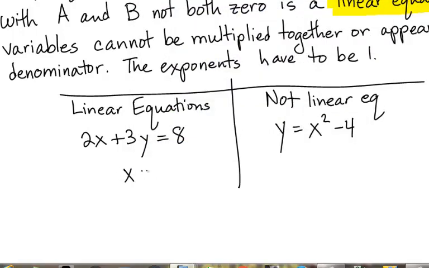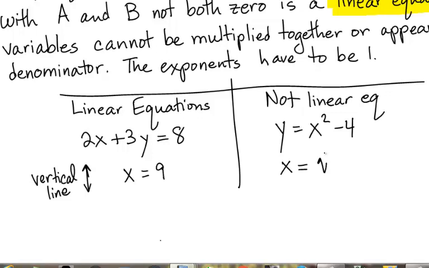Another one: x equals 9. The A and the B are not both 0. x equals a number. What kind of line is that? Vertical line. x equals a number is always going to graph a vertical line. It's going to look something like that. But it is a line.